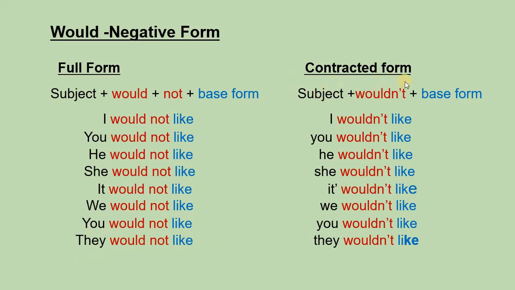And in the contracted form, we have the subject plus wouldn't plus base form. So would and not, we contract them to make it one word, and we replace the letter that we omit with an apostrophe. So again, contracted form, we have the subject plus wouldn't plus base form of the verb. And here we are. I wouldn't like. You wouldn't like. He wouldn't like. She wouldn't like. It wouldn't like. We wouldn't like. You wouldn't like. They wouldn't like.